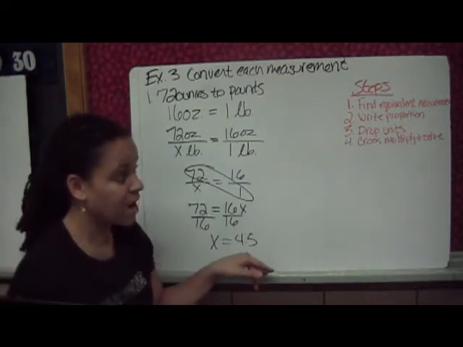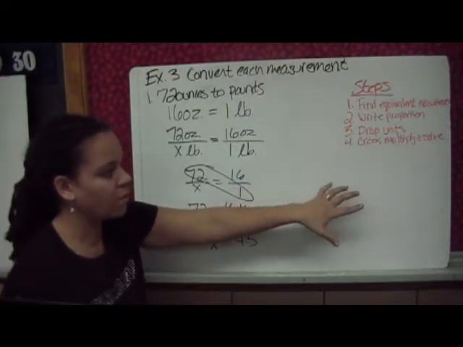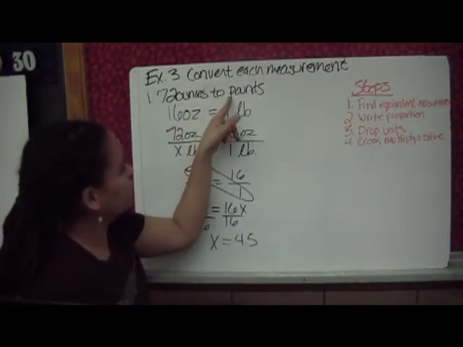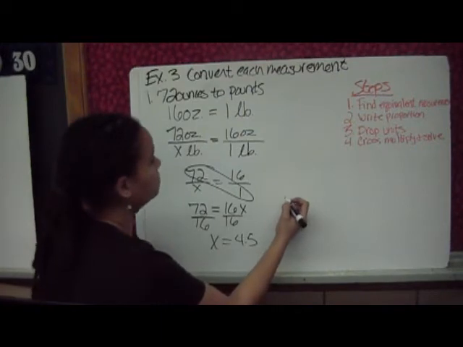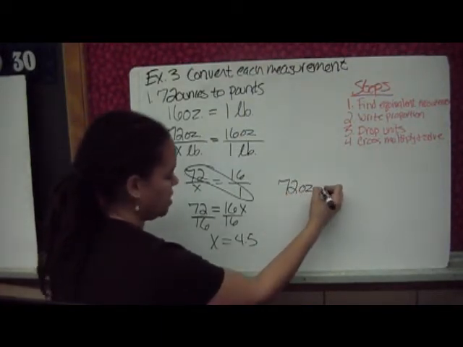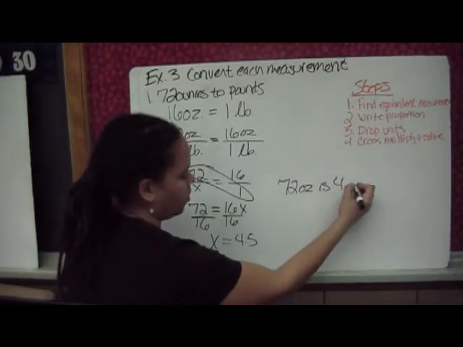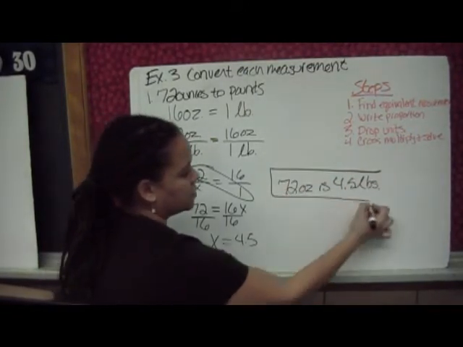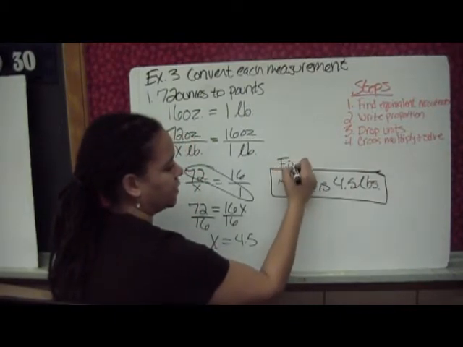So 4.5, that's our answer, but we don't want to just leave it as 4.5. We want to say what we found. Remember, we were converting ounces to pounds. So your final answer should say 72 ounces is 4.5 pounds. That's how you would write out your final answer.